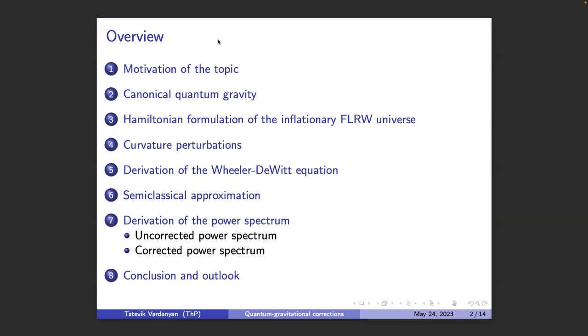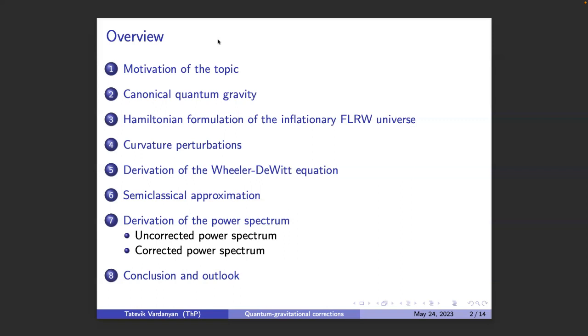And then canonical quantum gravity starts with Hamiltonian formulation. Because we are considering the power spectrum, the anisotropies of the CMB are assumed to be originated from inflationary fluctuations. Therefore, we start with Hamiltonian formulation of the inflationary Friedmann universe. Then I'll introduce a gauge invariant variable, curvature perturbations, and explain why it is important to discuss them.